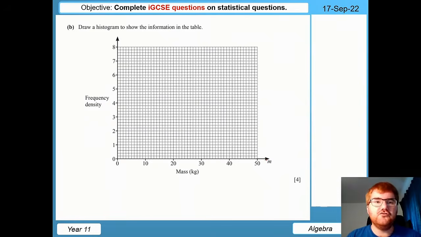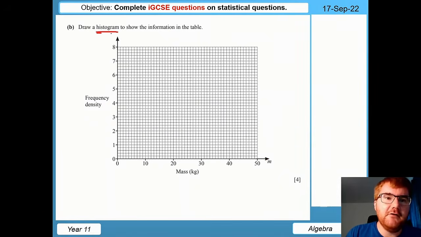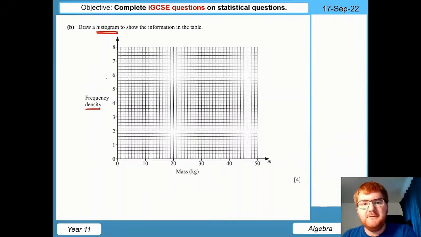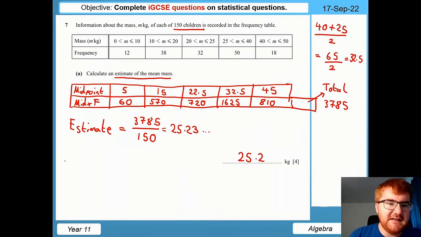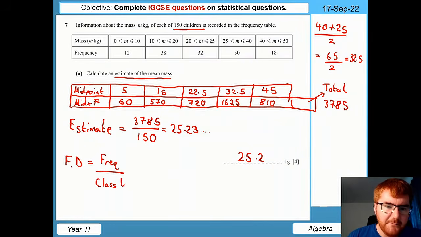Right, now we need to draw a histogram. So this is 0580 only, so you will not get histograms if you are doing 0607. And essentially what we're going to do here is a so-called frequency density diagram. Now, in order to work out the frequency density, we've seen this formula before. This is equal to the frequency divided by the class width.